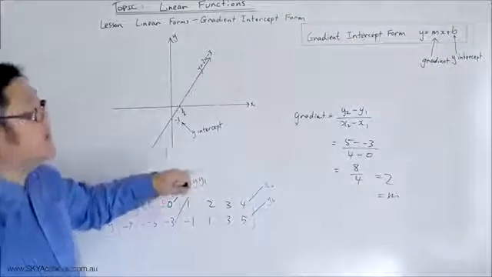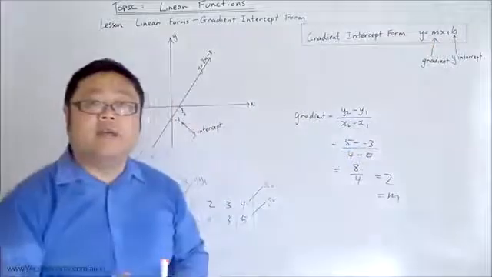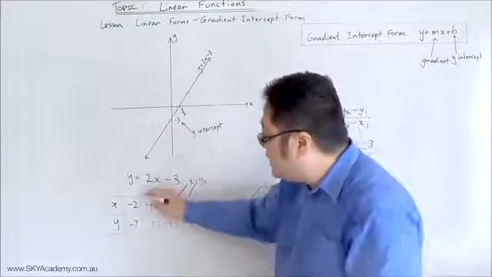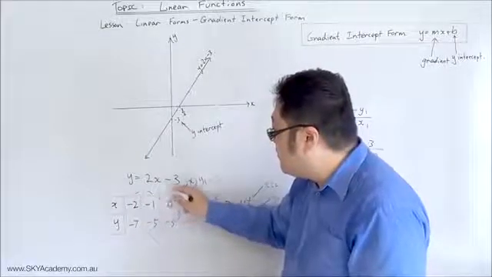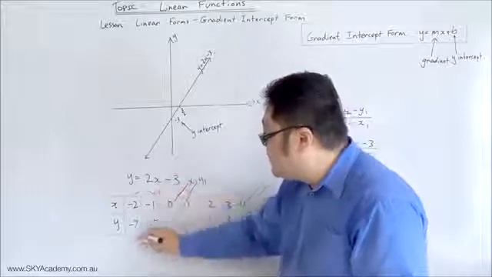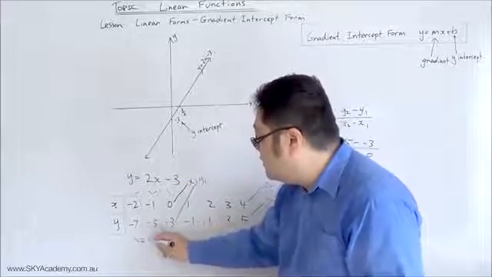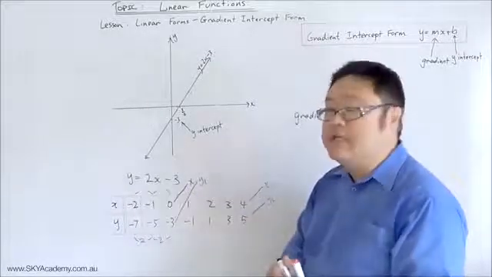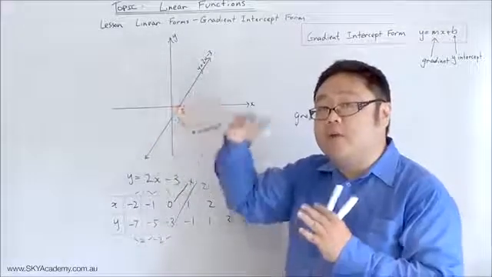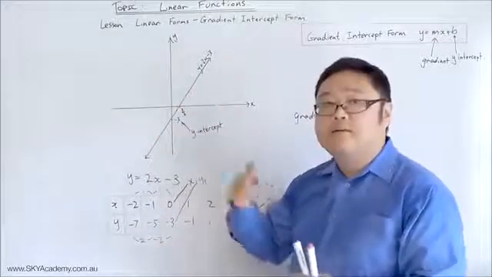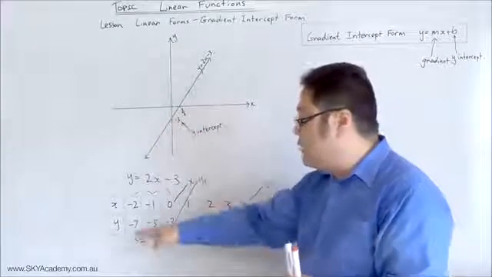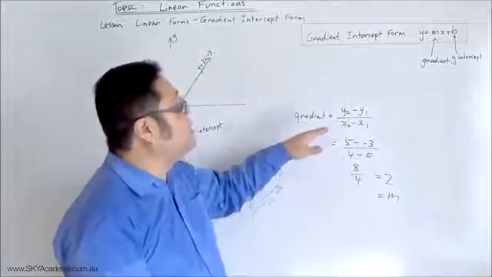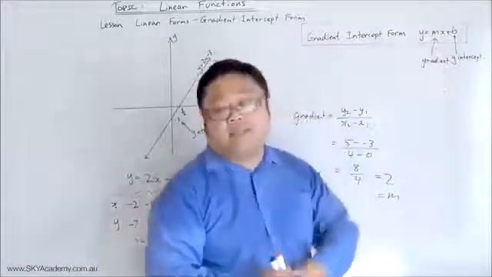So in other words, m will be our gradient. And we notice that to be the case. As we're running across 1, the gap between here and here is 1, and the gap between there and there is 2. All the way across, the gap between each of these points is 2, and the gap between each of these points is 1. So our rise over run will be 2. You're rising 2 for every 1 that you're running, so your gradient is 2. So in gradient intercept form, m stands for your gradient, and b stands for your y-intercept.